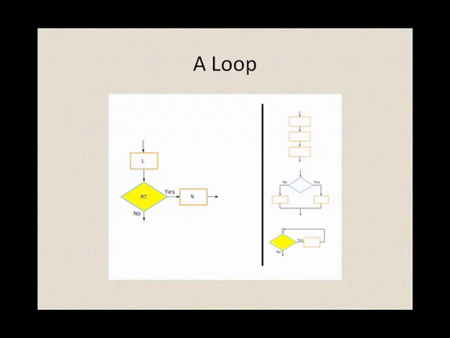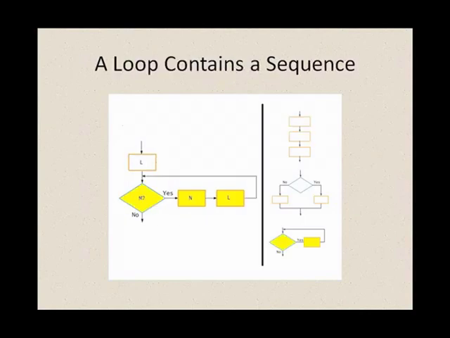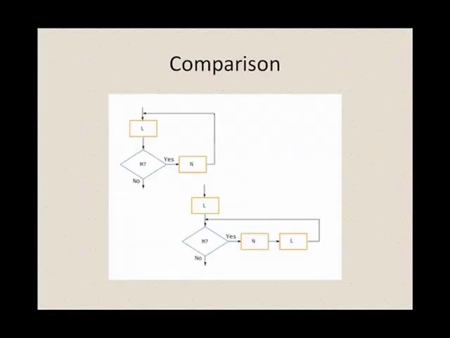After L, you ask M. M is starting a loop. When the loop is yes, you do step N, and then you do step L. The loop has to repeat step L so that the logic after step L can travel right back to question M. So the loop has M, and it contains a sequence of N and L.